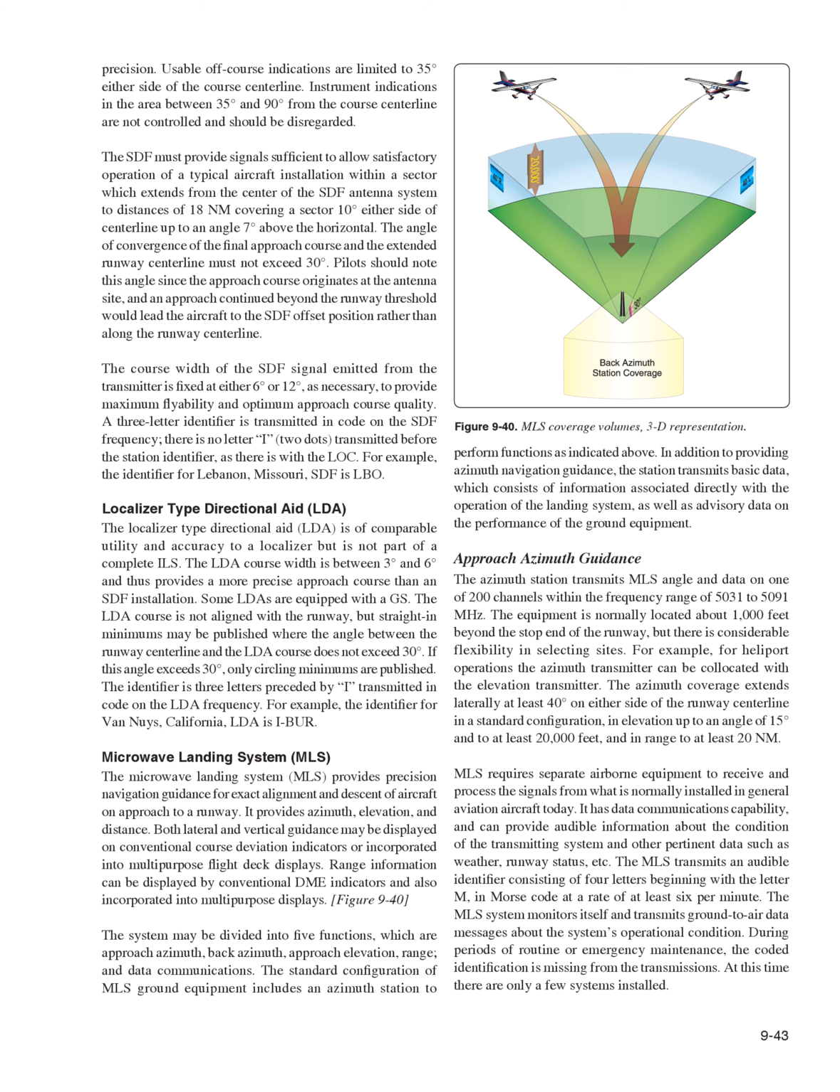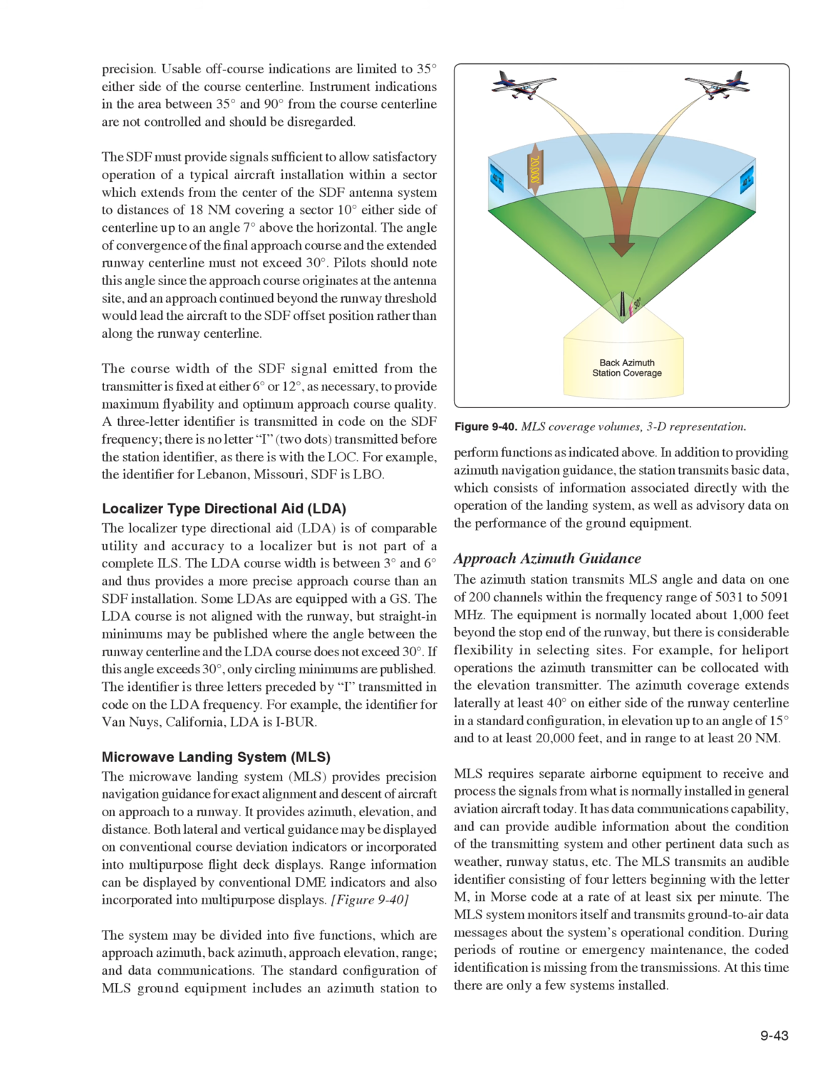The course width of the SDF signal emitted from the transmitter is fixed at either 6 degrees or 12 degrees, as necessary, to provide maximum flyability and optimum approach course quality. A 3-letter identifier is transmitted in code on the SDF frequency. There is no letter I, 2 dots, transmitted before the station identifier, as there is with the LOC. For example, the identifier for Lebanon, Missouri, SDF is LBO.